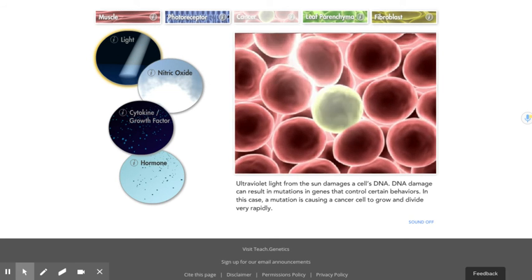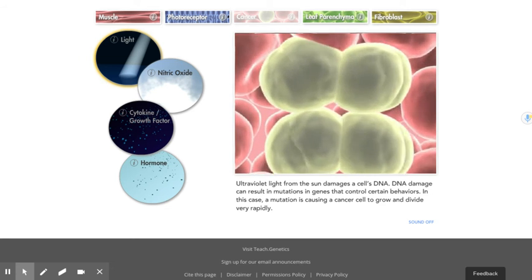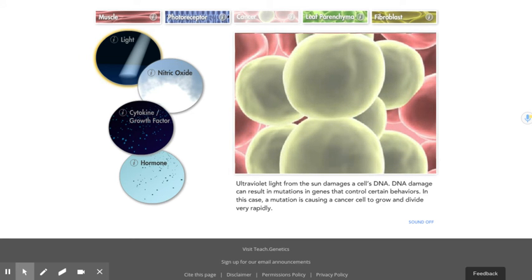Ultraviolet light from the sun damages a cell's DNA. DNA damage can result in mutations in genes that control certain behaviors. In this case, a mutation is causing a cancer cell to grow and divide.